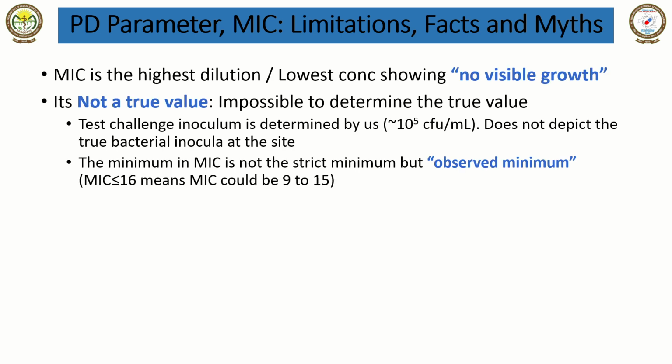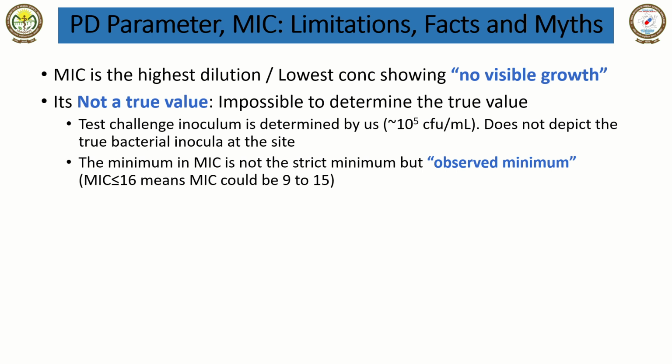For the PD parameter, MIC is the highest dilution or the lowest concentration showing no visible growth, but it's not actually a true value. If you look at the Vitek reports, you'll see that the MIC of one antibiotic is 1 and the other one is shown as less than 1. We take that other one, less than 1, as equal to 1, but it could be 0.5, it could be 0.25. It's just that the machine is not able to measure an MIC value less than 1. So that's why it shows as less than 1, but not as 0.5 or 0.25. So the MIC is just the observed minimum.